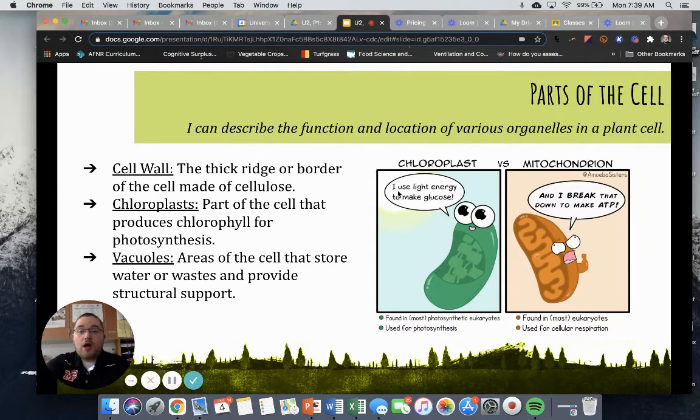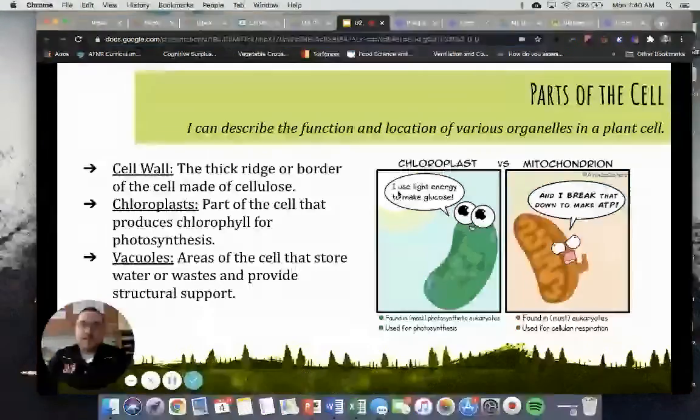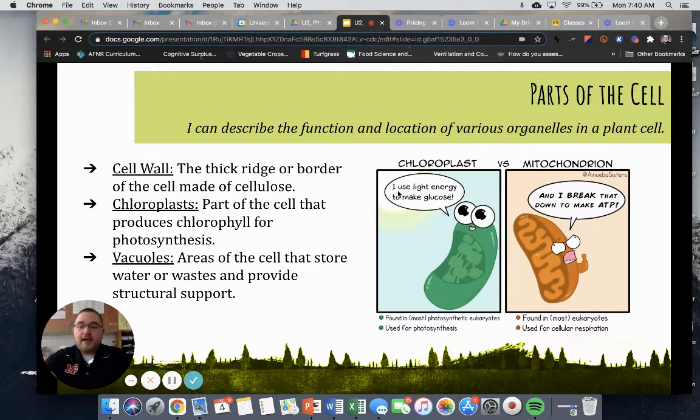Then we have our cell wall, and this is the thick ridge on the outside of the cell made of cellulose. And this is something that plant cells have that animal cells do not have. We'll talk about that a little bit later. Then we have chloroplasts, and chloroplasts are the part of the cell that produce chlorophyll to be used in photosynthesis. And then lastly, we have vacuoles, and these are the areas of the cell that store water and waste and provide structural support, kind of like a closet, if you will, like some place that can store fluids or solids or whatnot within the cell.